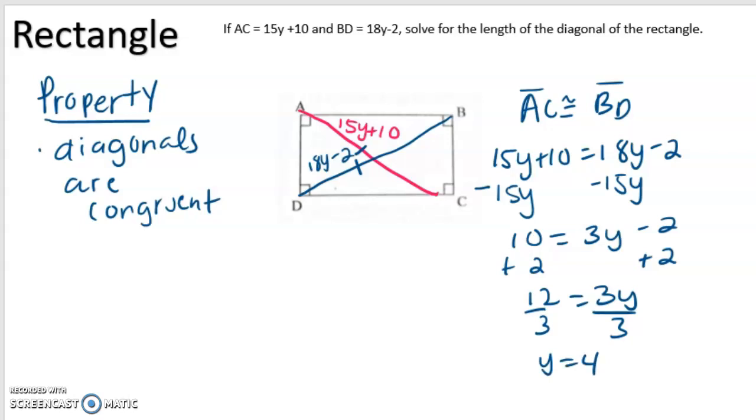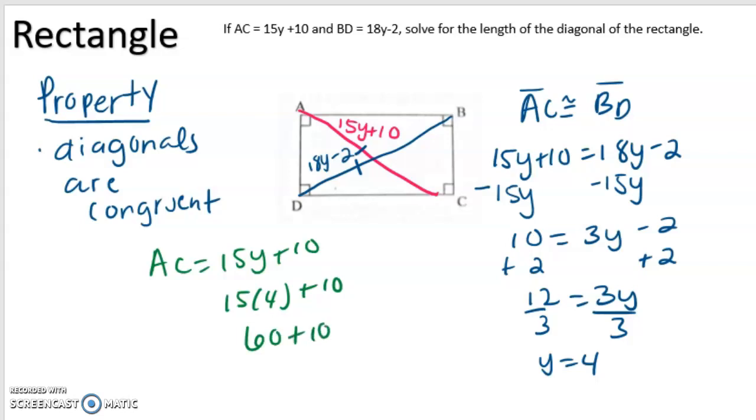But that's not ultimately what it wanted us to solve for. It wanted us to solve for the length of the diagonals. Well, the diagonals are the exact same length, so all you have to do is substitute your value for y into one of those diagonals and you'll solve for both lengths. If AC equals 15y plus 10, I'm going to substitute 4 in for y. So 15 times 4 is 60, 60 plus 10 is 70. So AC equals 70, but so does BD because our diagonals are congruent.